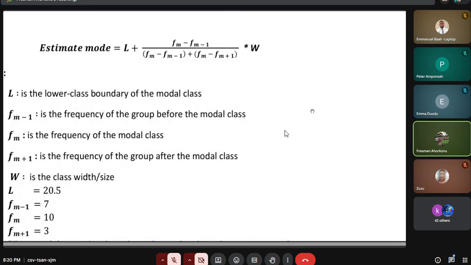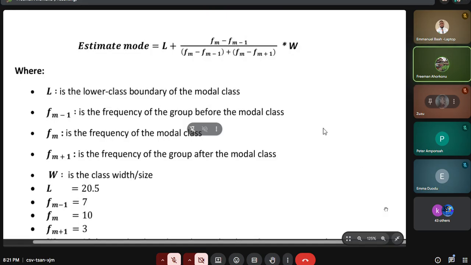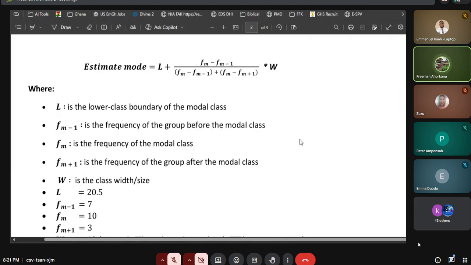L plus, we have numerator F sub m minus F sub m minus 1, all over F sub m minus F sub m minus 1 in a bracket plus F sub m minus F sub m plus 1, all multiplied by W. No, F sub is a subscript. It's not multiply, it's a subscript.